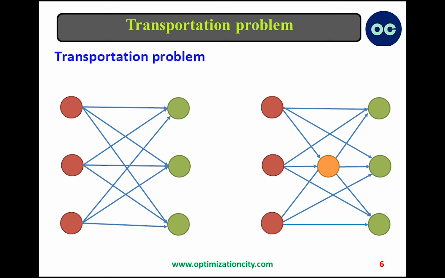The transportation problem, which is the main topic of the discourse, is a specific type of minimum cost flow problem that does not involve intermediate points or nodes. So this is the intermediate. So this is not a transportation. This is a transportation because there is no intermediate point.